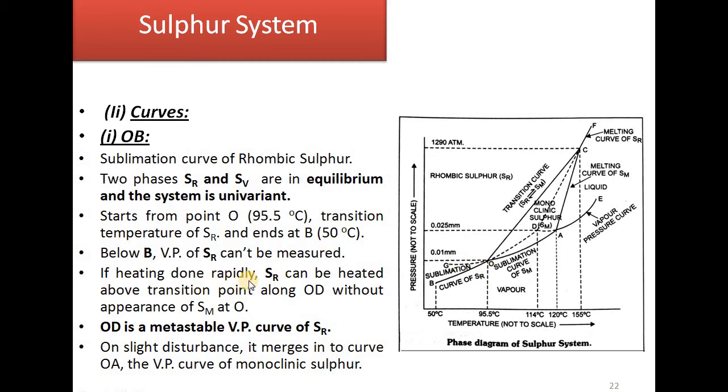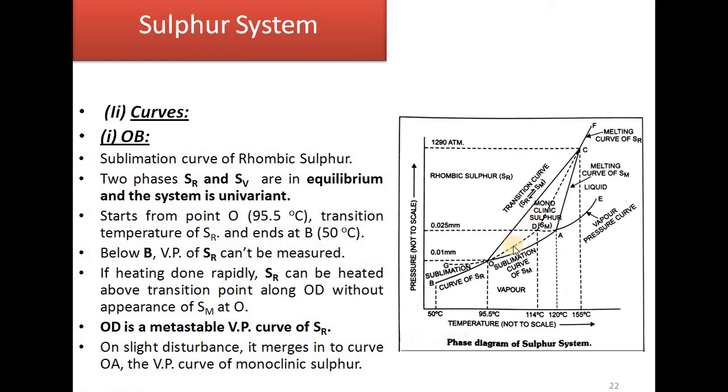Now, if heating is done rapidly, rhombic sulfur can be heated above the transition point O along OD. What we are saying here, on continuing this curve, we are getting a dotted curve OD, where OD is what? Metastable curve. So when we are heating rhombic sulfur rapidly, we are not getting the conversion of rhombic sulfur to the monoclinic sulfur. We are getting a metastable stage at which we are having rhombic sulfur along OD.